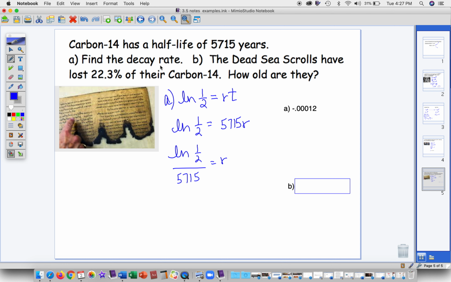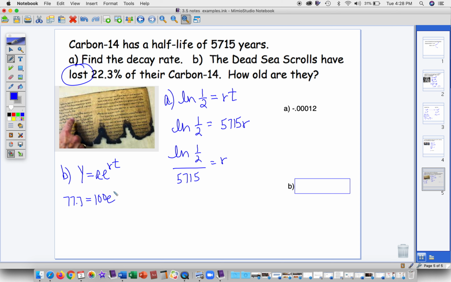So this says the Dead Sea Scrolls have lost 22.3% of their carbon-14. How old are they? So for part B, now this is a little tricky because remember, we're using our model. If they lost 22.3%, then we have to think about how much remains. Okay, remember, A is our beginning amount. Right? We start with 100%. If they lost 22.3%, then that means 77.7% remains.